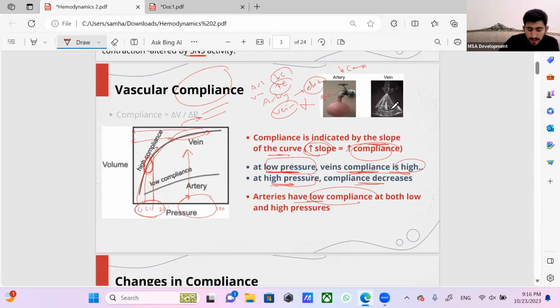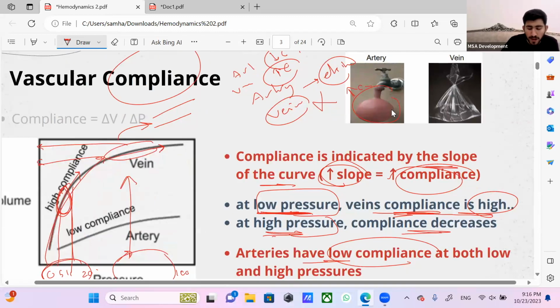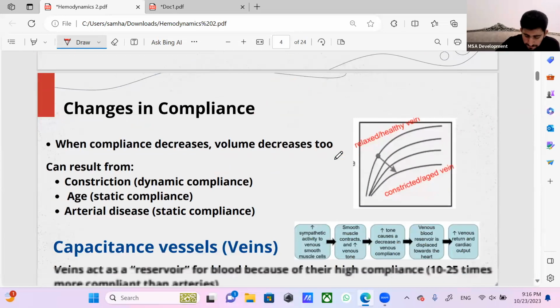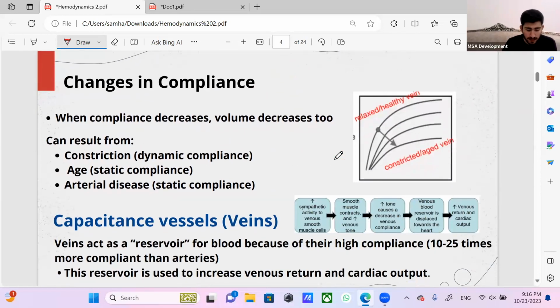Now this picture explains the arteries and veins. Arteries are similar to a balloon. They have the elastic recoil, and so filling them is kind of tough. They will expand, but it's kind of tough. For veins, they are like plastic bags. Just put the volume in them and they will just expand. There is no elastic recoil or nothing like that. I hope this was clear.